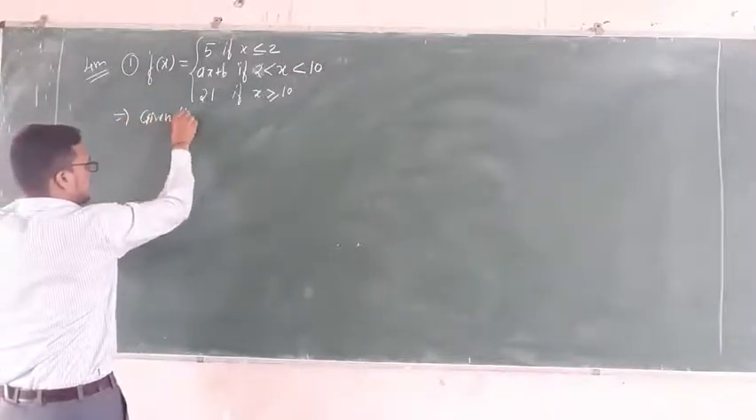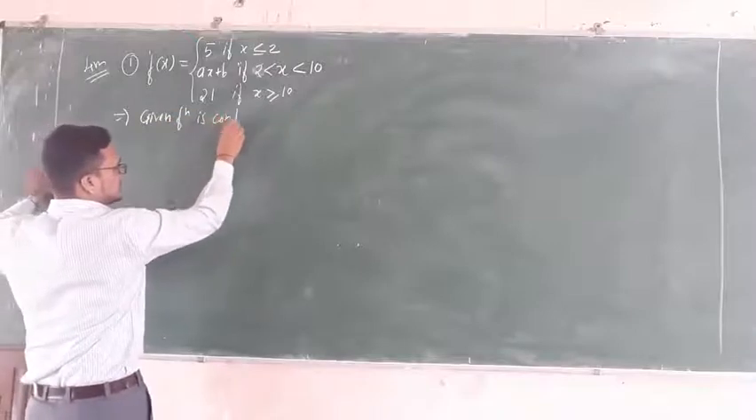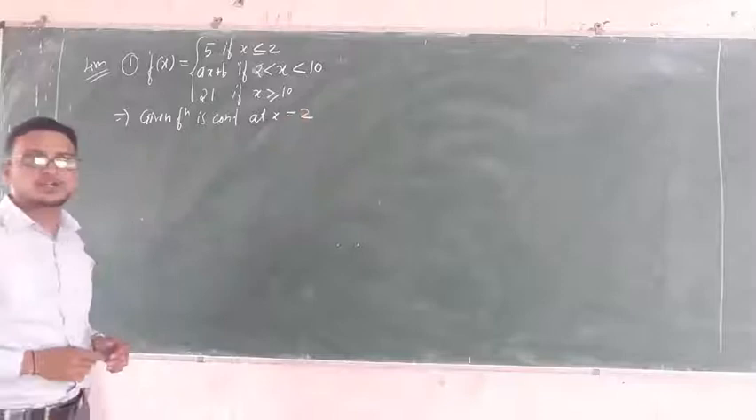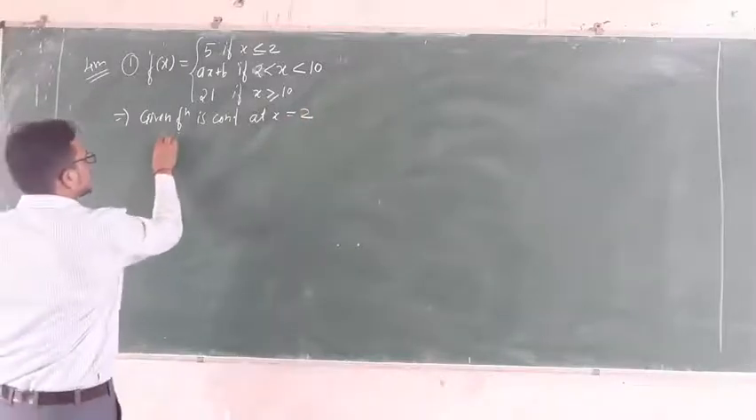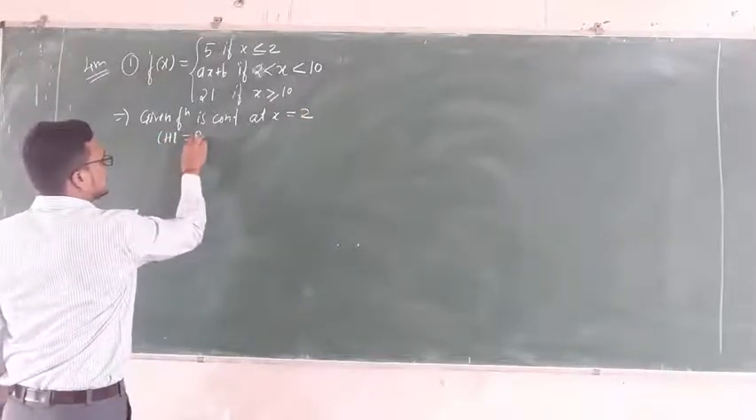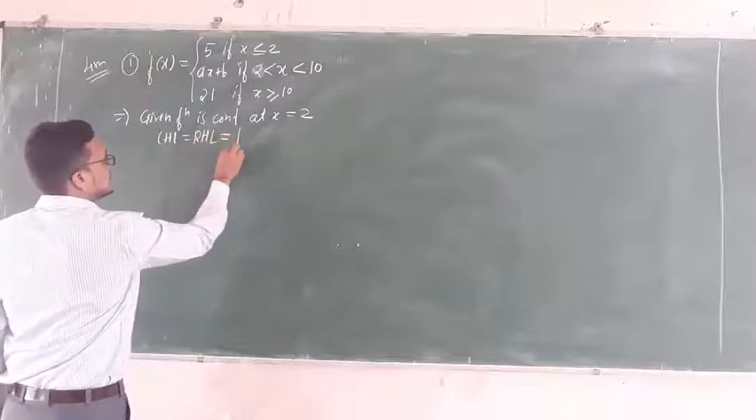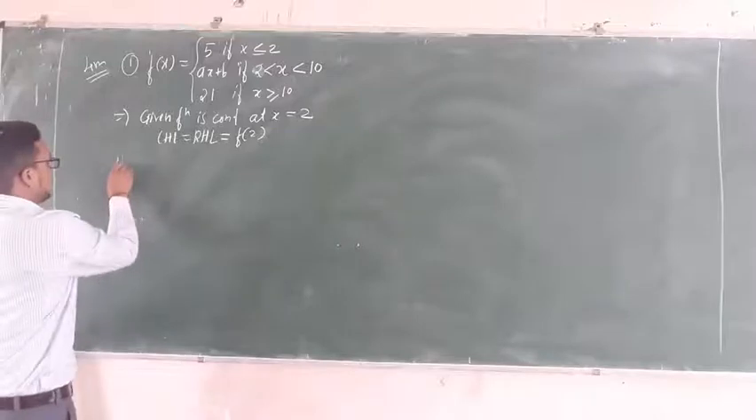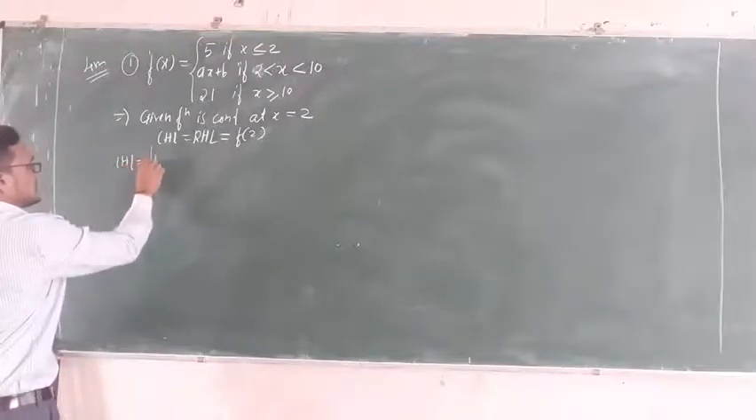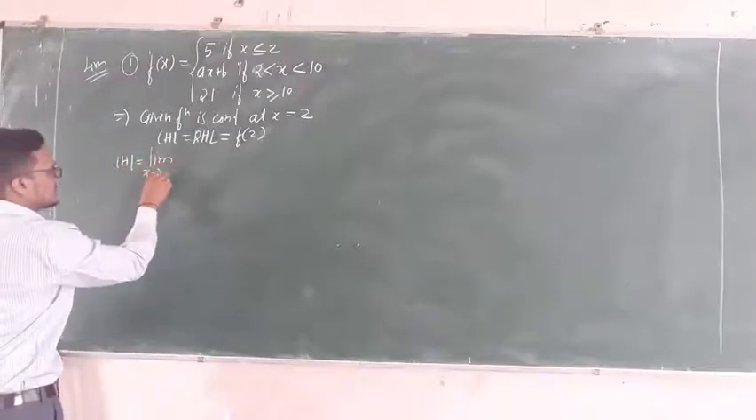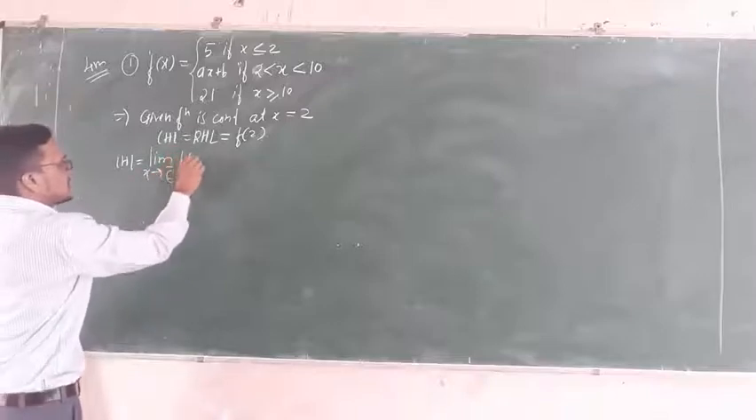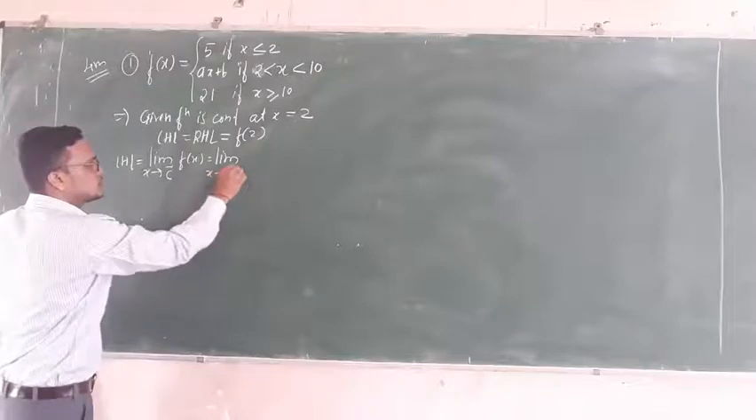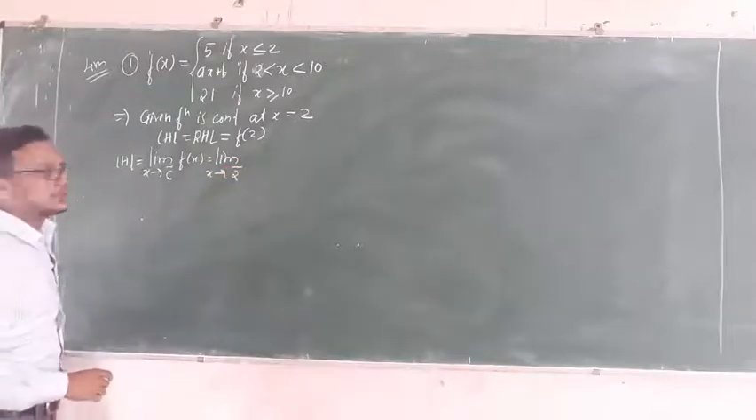Given the function is continuous at x equals 2. First point I will take, x equals 2. So the definition is what? LHL equals RHL equals f of 2. So first we will find LHL. What is LHL? Limit x tends to c minus f of x, which equals limit x tends to 2 minus.